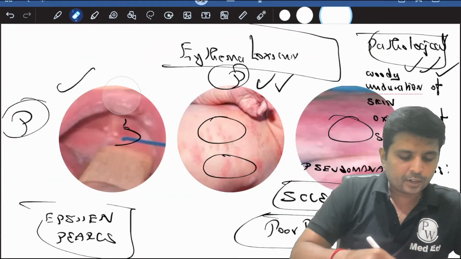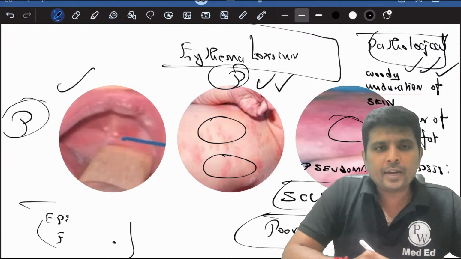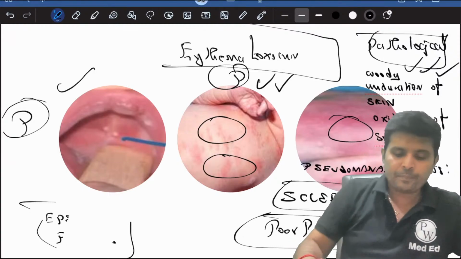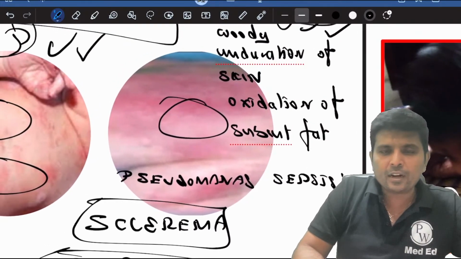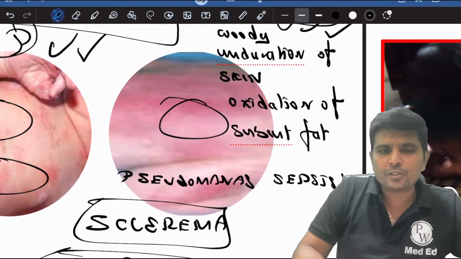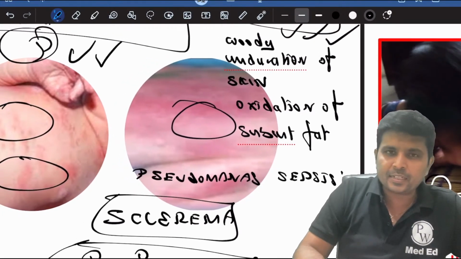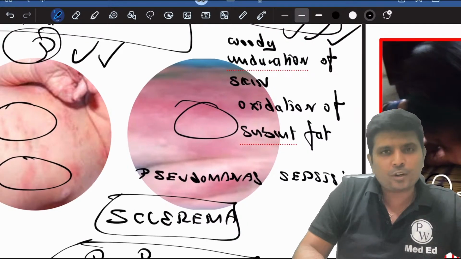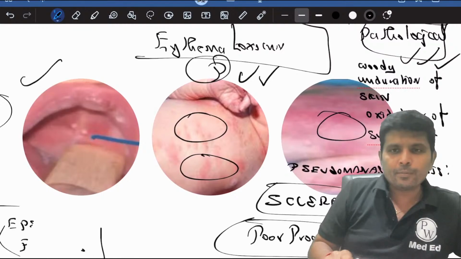Okay, then what are all the things that we have discussed? So you have something called keratin. What is this? Epstein's pearls. And what is this? Erythema toxicum. And this hardened woodening of skin is called as peroxidate, due to oxidation of your subcutaneous fat that occurs as a result of scleroderma. Okay, it indicates pseudomonas sepsis. It indicates grave prognosis.